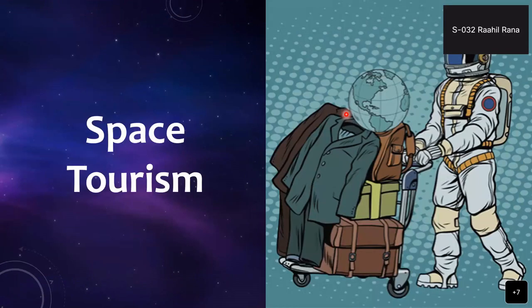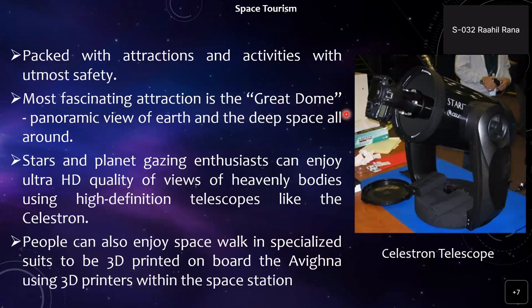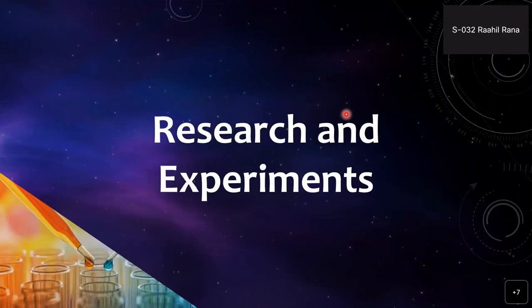One of the most important things is space tourism. Space tourism, as I talked about, is a glass dome. We'll be talking about the Great Dome, where stargazing enthusiasts can enjoy seeing heavenly bodies through a telescope like Celestron. And we'll talk about 3D printed spacesuits, which we'll be using for spacewalks outside.